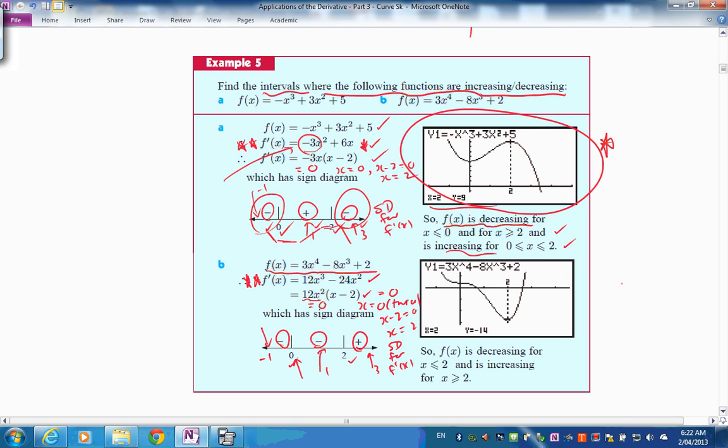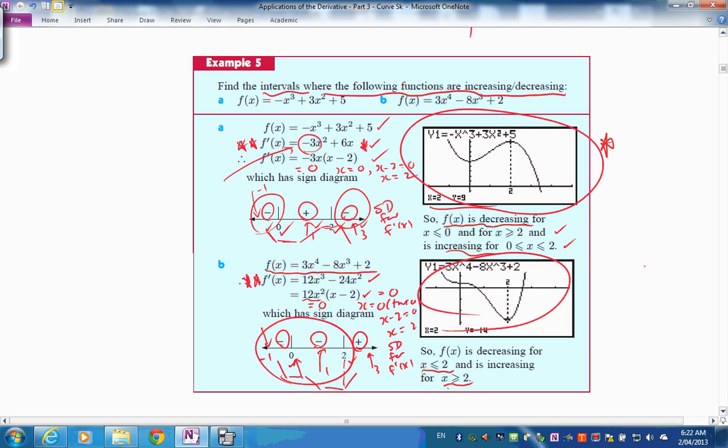So what's happening there? Well, it's going negative, flattening, staying negative, flattening, then going positive. And that's supported by the technology graph there. So when is it decreasing? Well, all the time up to 2. X is less than or equal to 2, it's got negative slope all through that region. And then it's increasing for x is greater than or equal to 2.